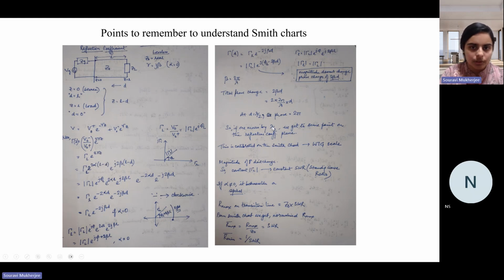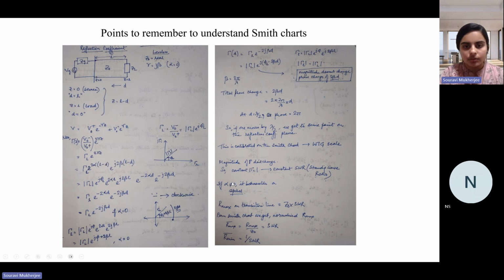Okay. Now, there are two things. So this distance can be calibrated on the Smith chart in terms of the wavelength towards generator or the wavelength towards load, according to those scales, right? I'll show you in the coming slides how, by looking at that scale, you can tell how far you have moved from the load towards the generator, and depending on that you can think of what the phase will be.